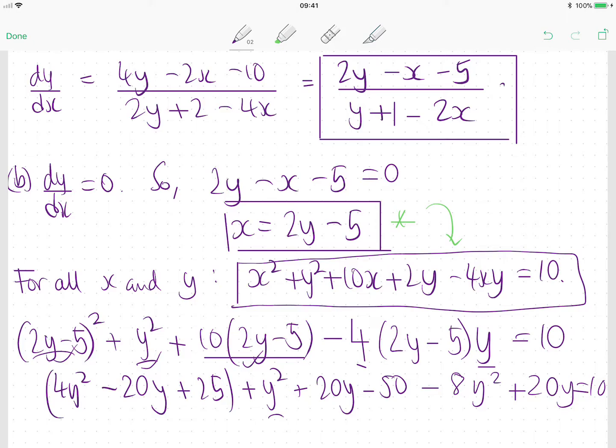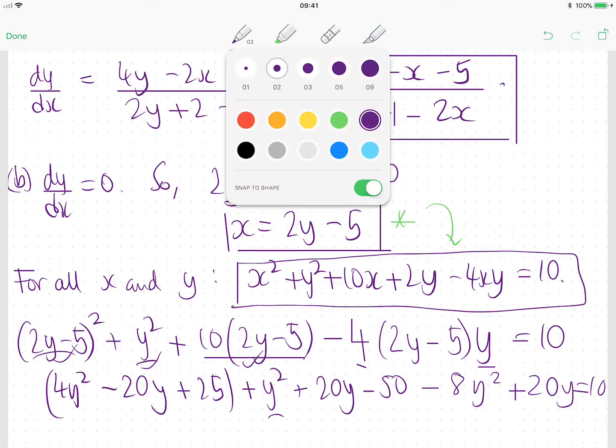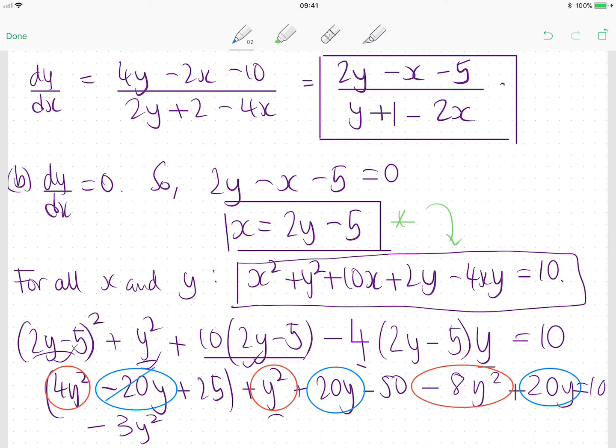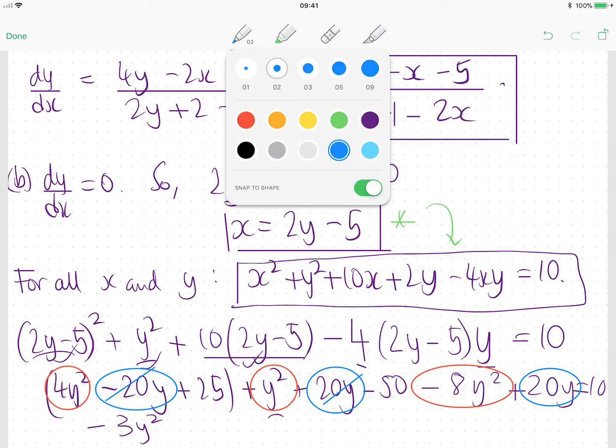Okay, collect everything together. What do we have? Let's just highlight some of these terms. So the y squareds are here. How many y squareds do we have? 4 plus 1 is 5. Take away 8 is minus 3. Now how many y's do we have? Okay, so we have minus 20 plus 20, so they cancel. We have just 20 left over.